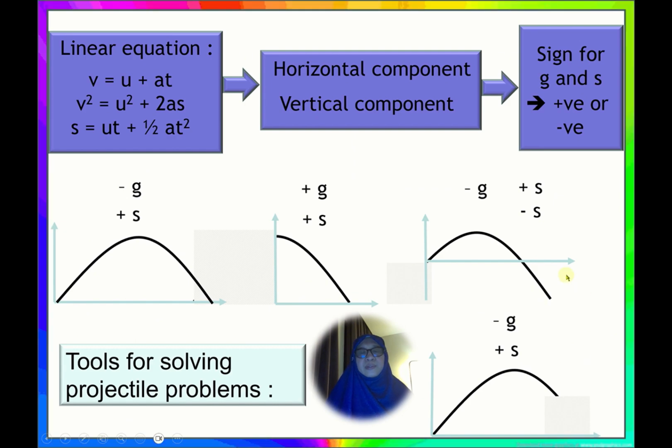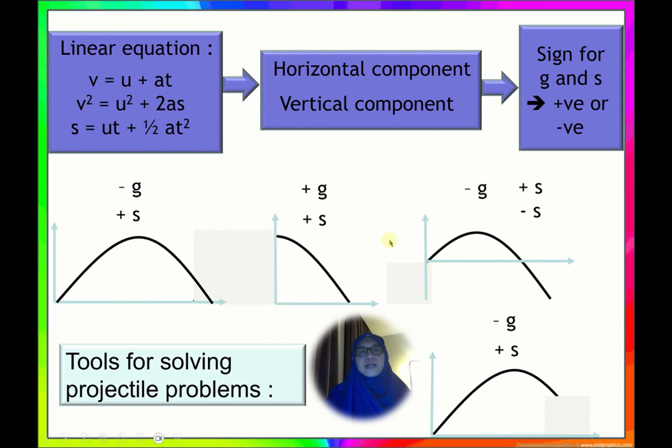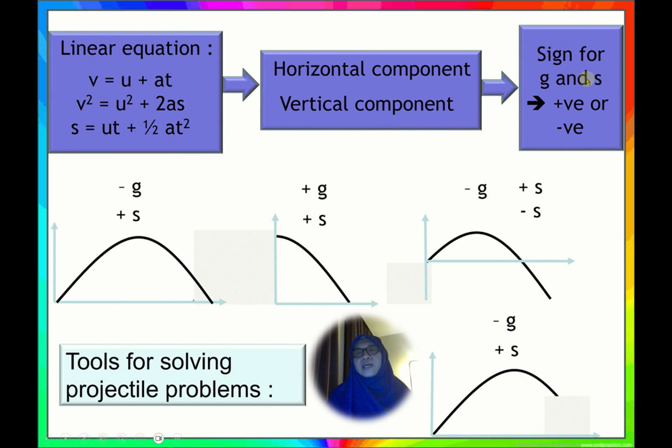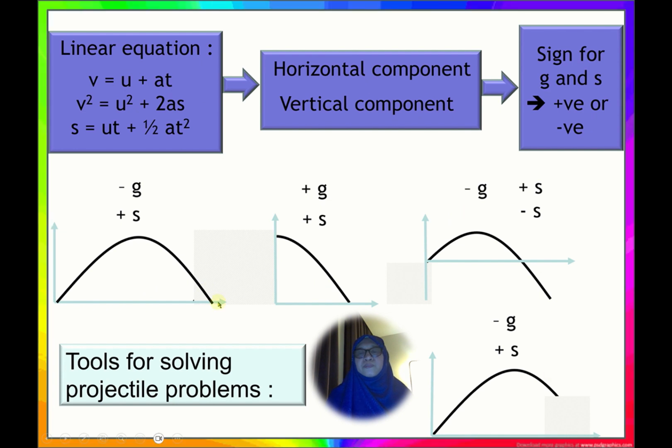So remember the four kinds of projectile problems. Remember to use the linear equations that are suited, and then choose the correct component, horizontal component or vertical component, and then don't forget the sign for G or S, whether it's positive or negative. So it depends on the projectile motion.